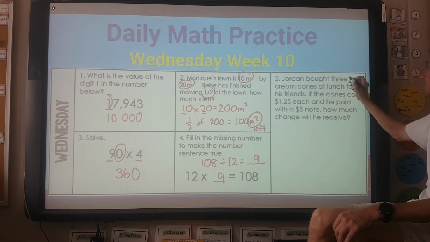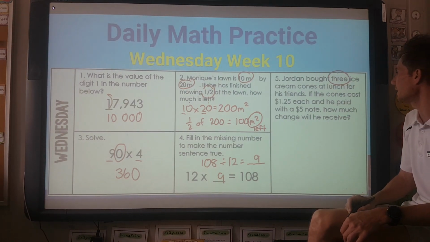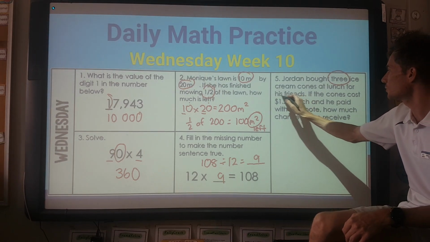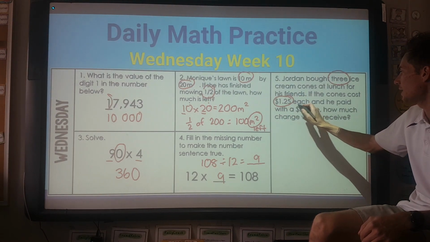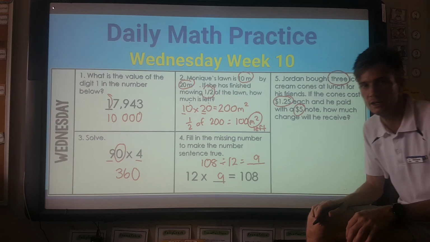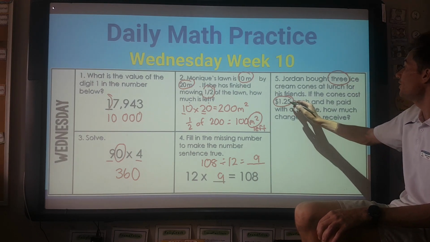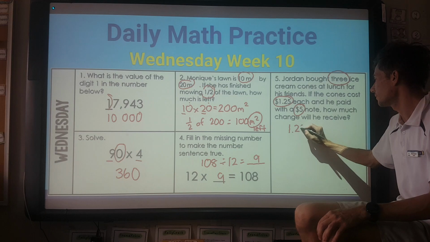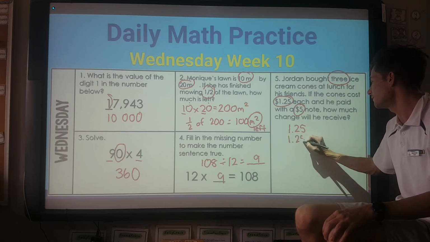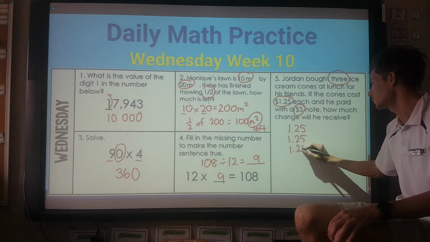Righty, Jordan bought 3 ice creams at lunch for his friends. The cones cost $1.25 each, and he paid with a $5 note. How much change will he receive? Okay, so the ice creams are going to cost $1.25 each. So I have 3 lots of $1.25.